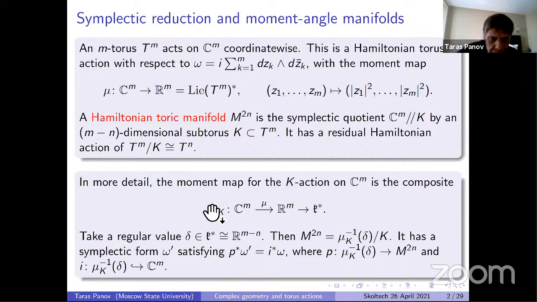So this is a quite standard construction, originally due to Marsden and Weinstein, and it has been heavily studied in symplectic topology and also in toric geometry of toric varieties. So this M^2n, the Hamiltonian toric manifold, is quite a well-known object. But what is slightly less known is this intermediate stage, this level set for the moment map. And my point is that it's actually almost equally interesting.